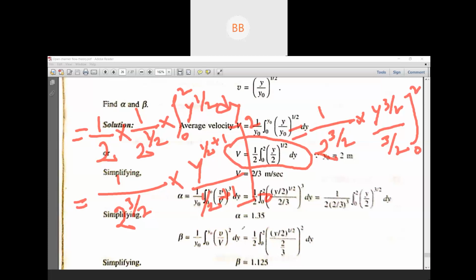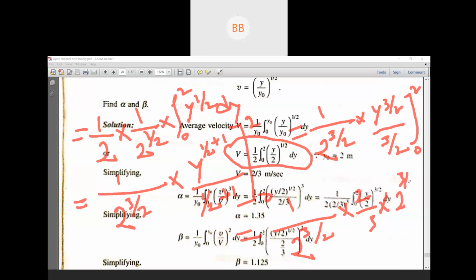So again, if you solve, it will be 1 by 2 to the power 3 by 2 multiplied by, if you bring out, 2 by 3 multiplied by, if you remember, we have to substitute first the maximum limit, then minus the 0 to the power 3 by 2. So 0 to the power 3 by 2 will be 0. So what will be left out is 2 to the power 3 by 2.